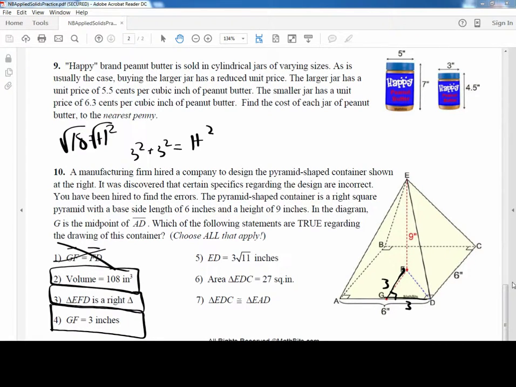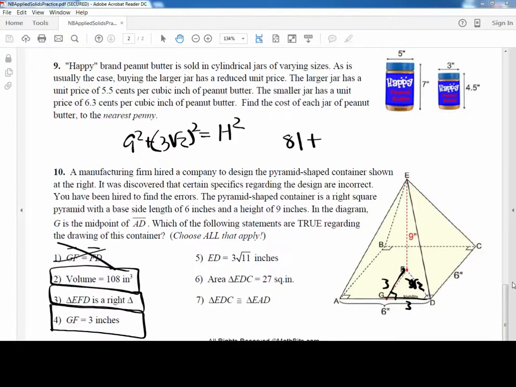So this is 3 radical 2. Now I could do the other one, which is one side and the other side. So 9 squared plus 3 radical 2 squared should give me what I'm looking for squared. So 81 plus 9 radical 4. Square root of 4 is how much? 2. So this is 18. Cool? So 18 equals h squared.